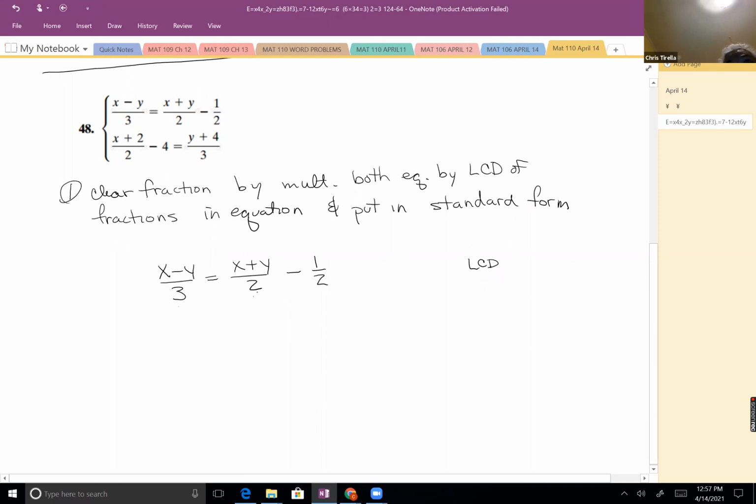So between 3 and 2, the common denominator is 6. But because it's an equation, rather than making each of those fractions get that denominator of 6, I'm going to multiply both sides by that 6. On the left, I get 6 times x minus y over 3, and I can think of that as 6 over 1. On the right, I have to distribute. I get x plus y over 2 times 6 minus 1/2 times 6.